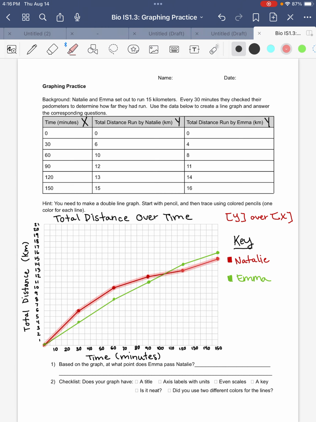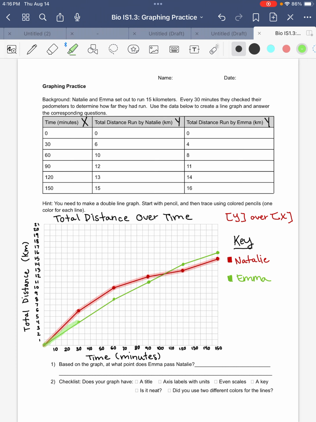Then at the end, the slope increases, which means she is running faster. Okay, and we know that because X is the time, Y is the total distance. So if the slope is steeper, that means that in the same amount of time, she is running more, meaning that she's running faster. Okay, now we're going to take a look at Emma's line.